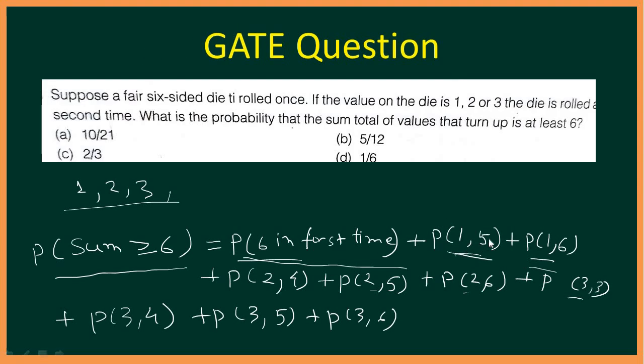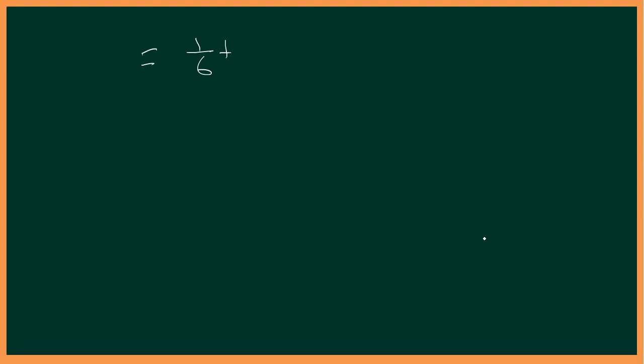Now here, the probability of 1, 5. Let's do it in more detail. The probability of 1, 5 means the probability of getting 1 in the first time, and, I am telling you, and means we will multiply here, and the probability of getting 5 in the second time.